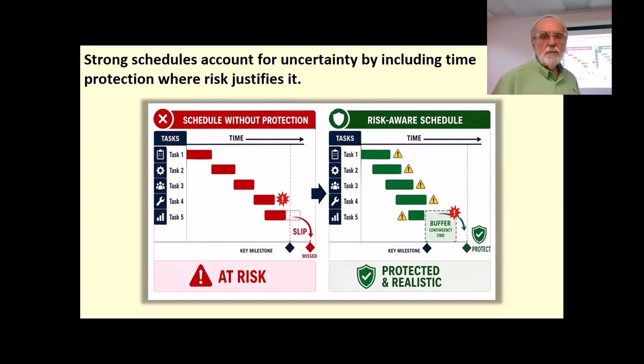Now the idea of buffers, contingency time, and schedule risk. Strong schedules account for uncertainty by including time protection or buffers, or contingencies, where risk justifies it. One important schedule topic is the role of buffers and contingency time. Up to now, we focused mainly on defining activities, resequencing work, tracking progress, and responding to delay through actions like crashing, fast tracking, leveling, and resequencing.